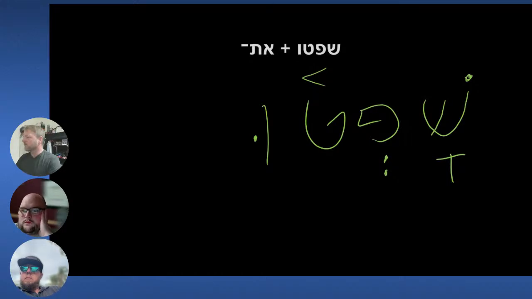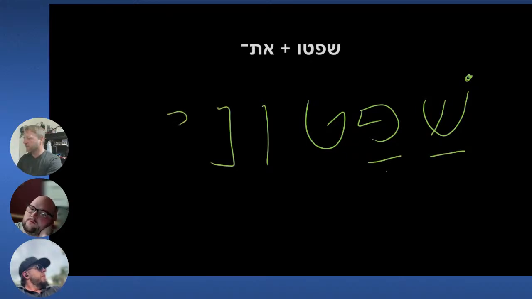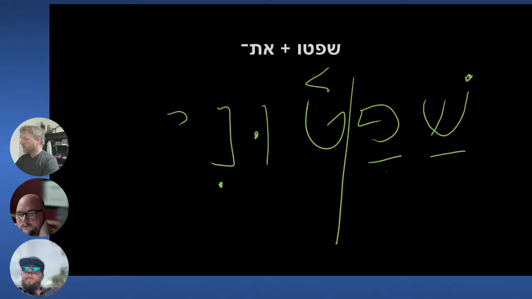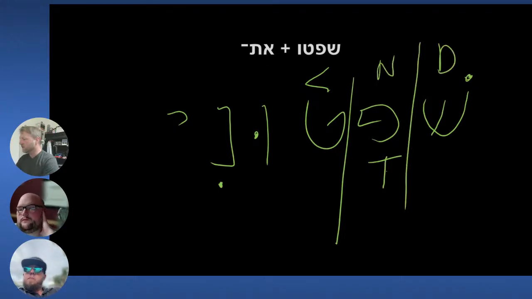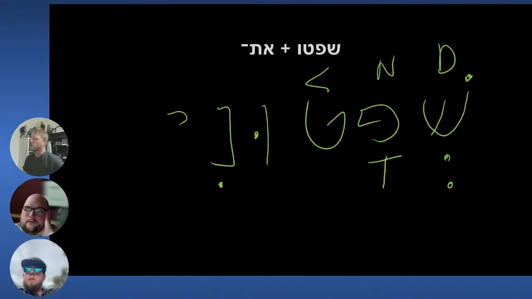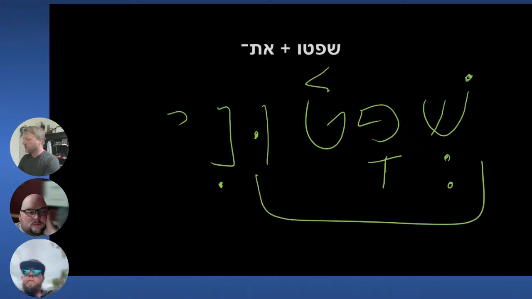Okay, but when we go back into the historical form, we're going to leave shafatu and then add ni. The ni means I. So shafatuni, stress is here. This syllable is near. This syllable is distant. We reduce here, and we have shvatuni. Shvatuni means they judged me.